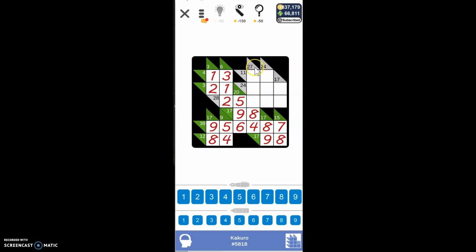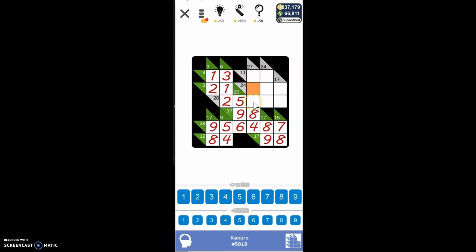Since I'm getting kind of close to 27, I'm going to assume that this is a 9 for the purposes of elimination. So since it's 9, that's 17, 21, that leaves me 6 more.